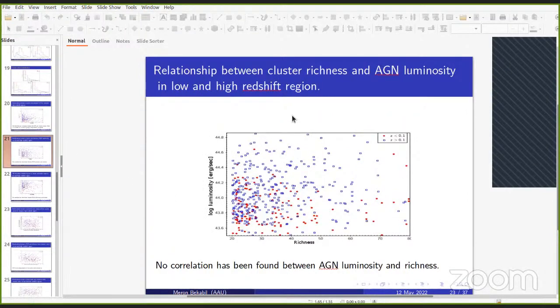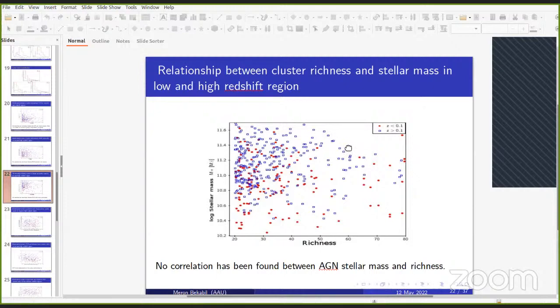Again, we try to see the cluster richness and the luminosities. As we expected, the blue and red dots are located around here, mostly in galaxy groups, and most of them are distributed differently, so we cannot see any relationship between them. We are not lucky to have any correlation. So we say that there is no relationship between the luminosity of the AGNs and the cluster richness.